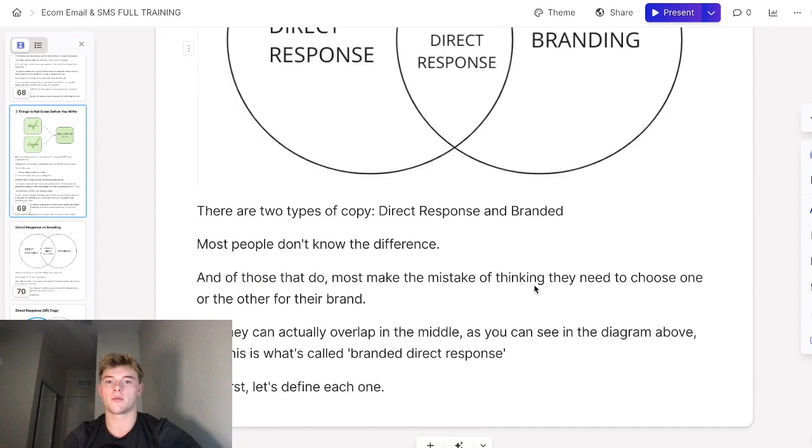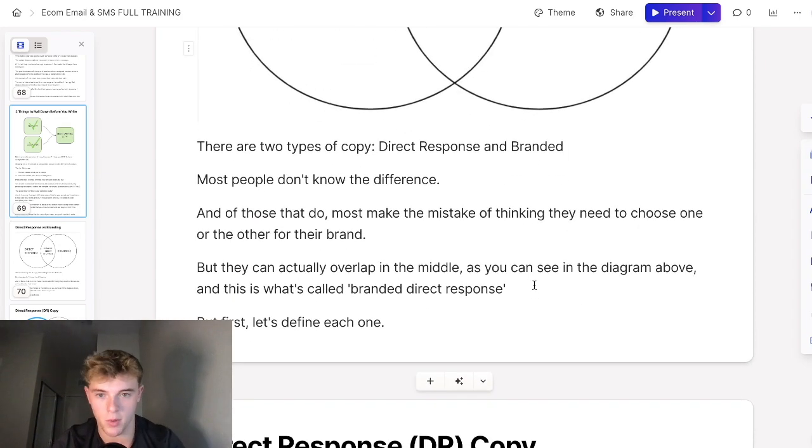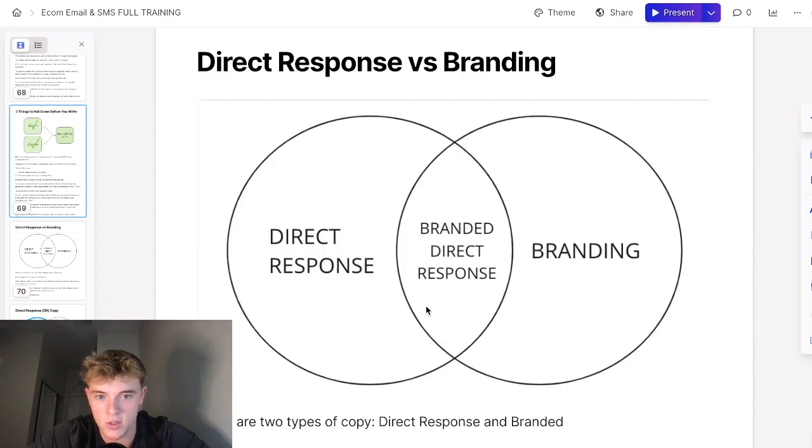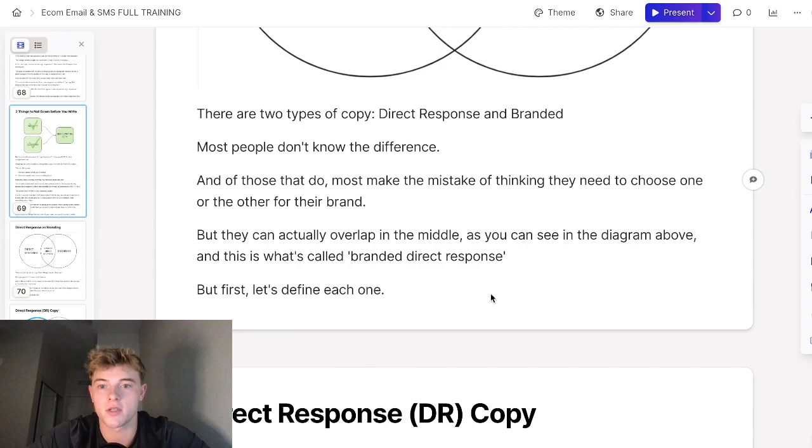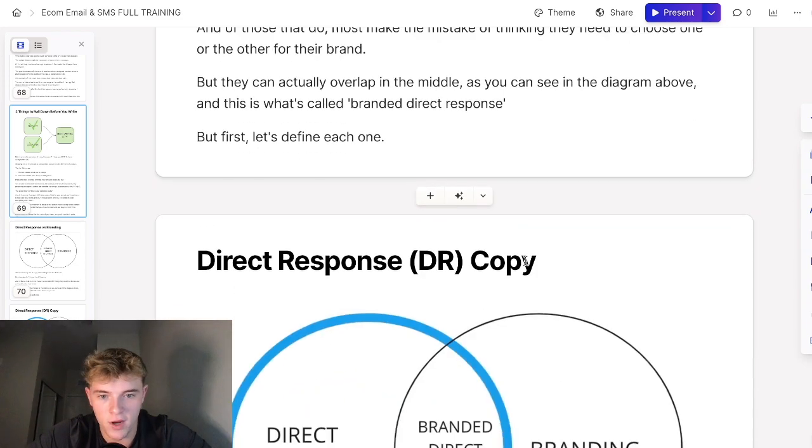So there are two types of copy. You have direct response copy and branded copy. Most people don't even know the difference. And of those that do know the difference, they'll make the mistake of thinking that they need to choose one or the other for their brand. But they can actually overlap in the middle, as you can see in the diagram above here. And that's where you meet branded direct response. But first, we're going to define each of these.